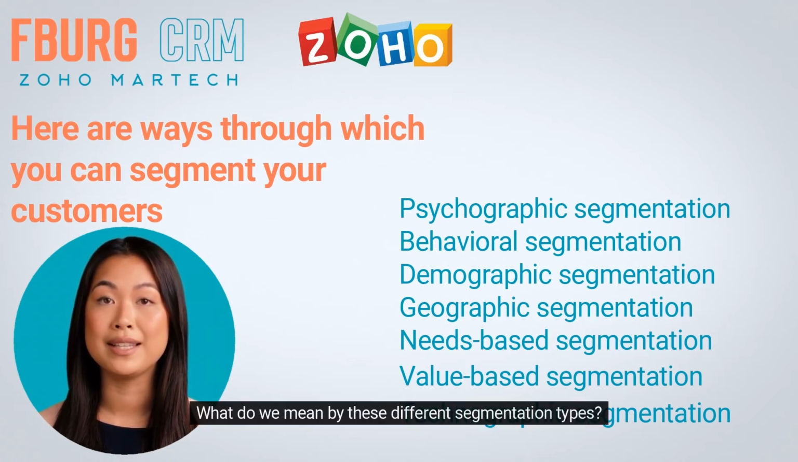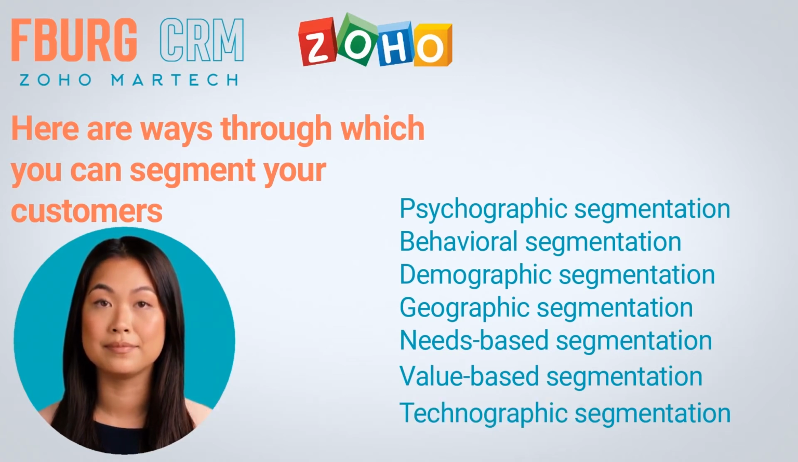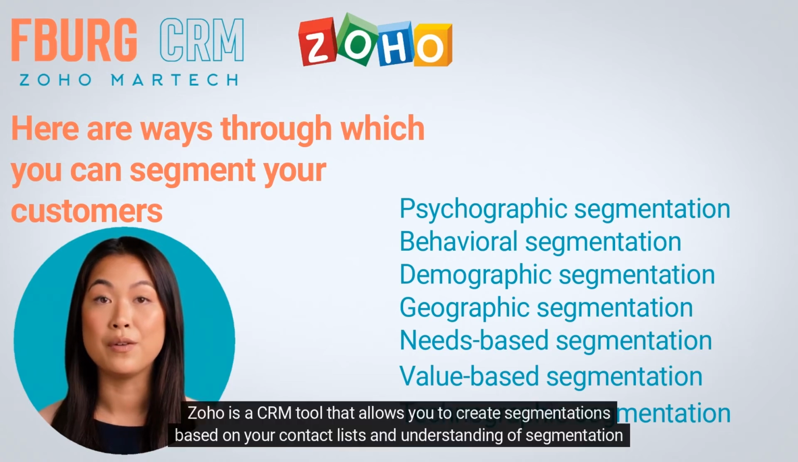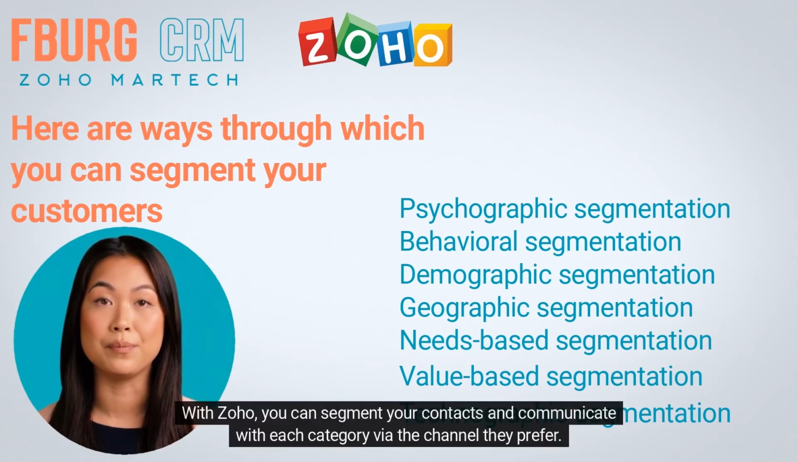What do we mean by these different segmentation types? How can you integrate these segmentation categories to help improve your inbound marketing strategies? Zoho is a CRM tool that allows you to create segmentations based on your contact lists and understanding of segmentation strategies. With Zoho, you can segment your contacts and communicate with each category via the channel they prefer.